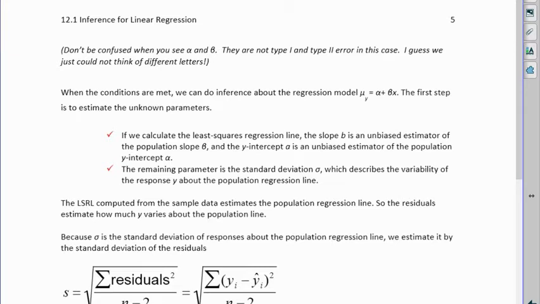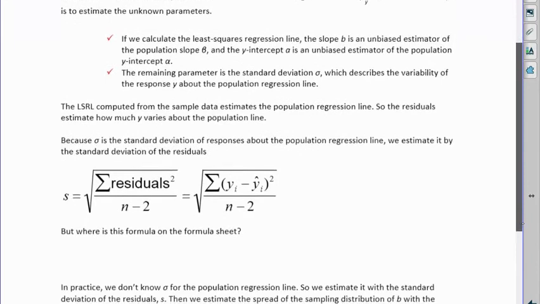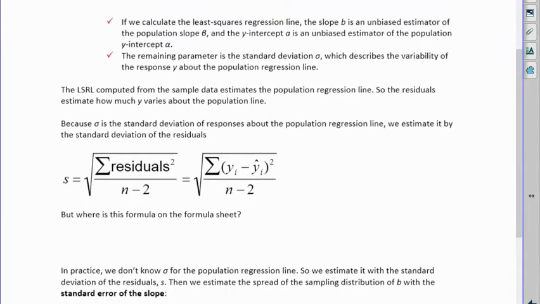So if we do a least squares regression line computed from the sample data, it'll estimate our population regression line, and those residuals are going to estimate how much our predicted y values and observed y values vary from each other. Because how much did our observed y really vary from what the model is saying? So because sigma is a standard deviation of the responses about the population regression line, we can estimate it by the standard deviation of the residuals.